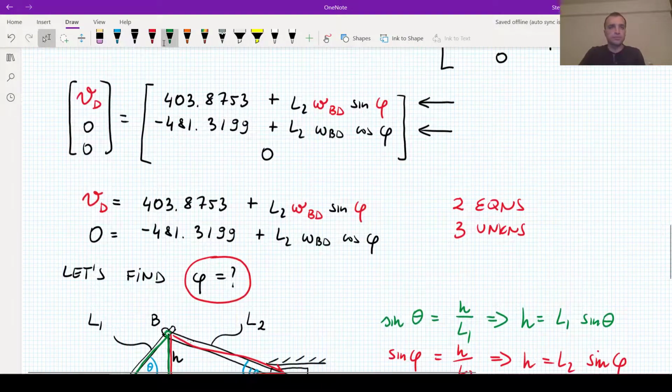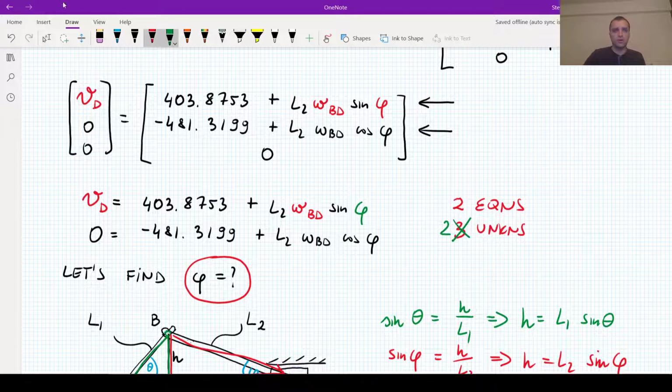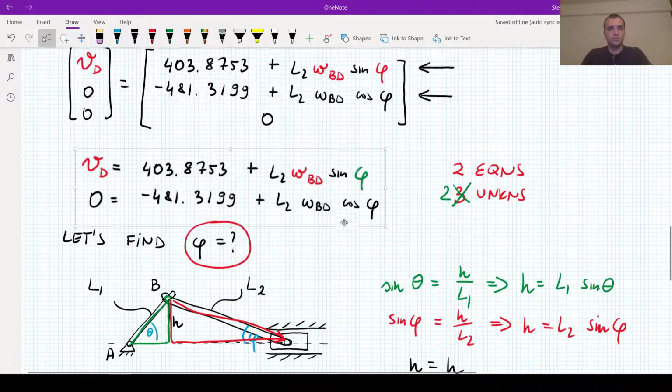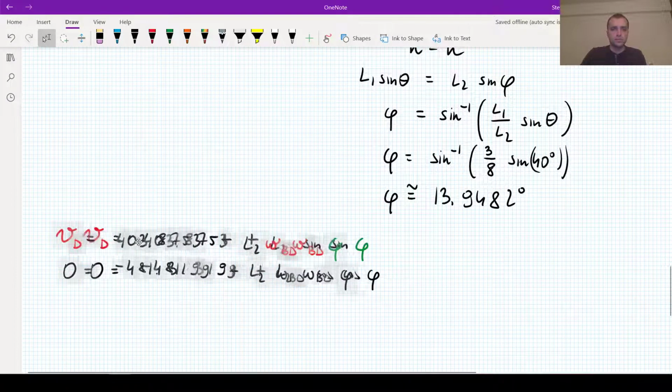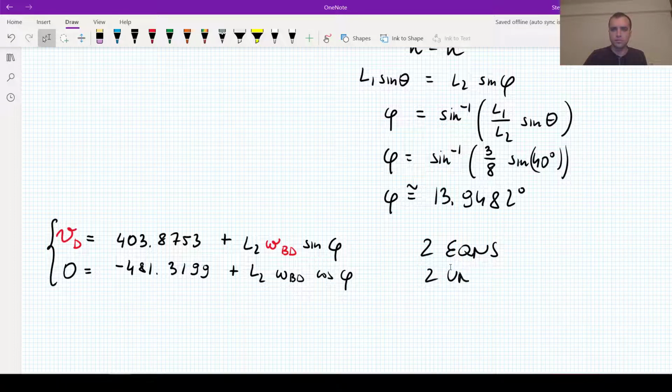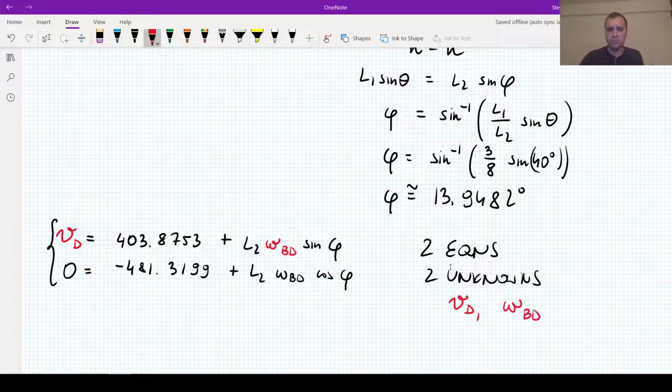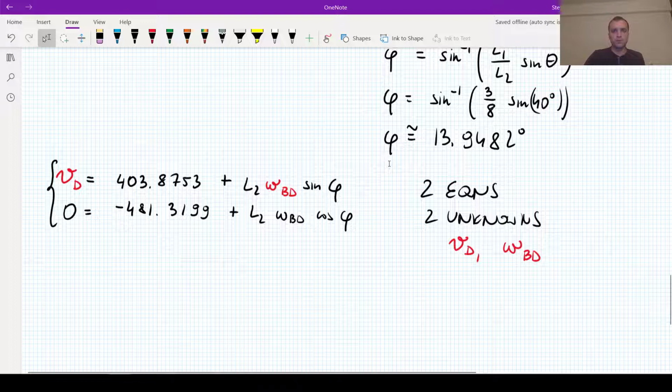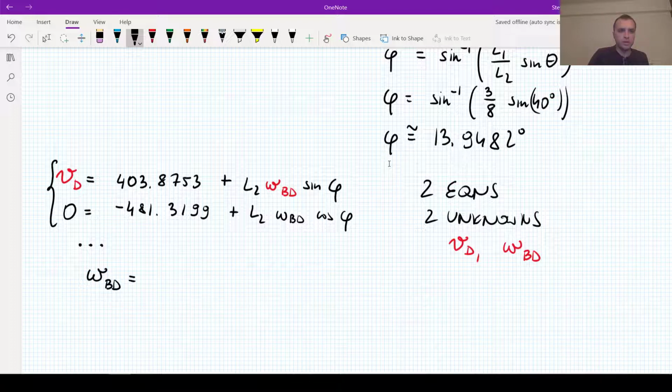Great. So all of a sudden we don't have two equations and three unknowns, but we have two equations and two unknowns because this guy is known. And the unknowns are VD and omega BD. Okay, so feel free to solve this system of equations. After some algebraic transformations, you should end up with omega BD equal to approximately minus 61.9929 radians per second.